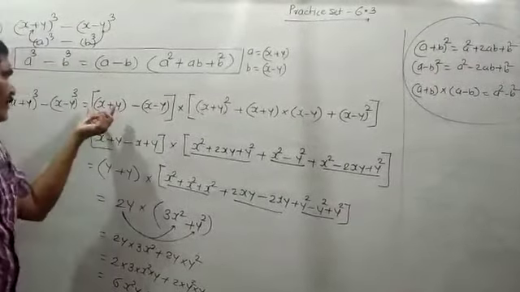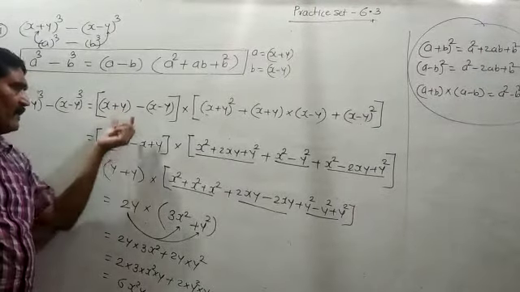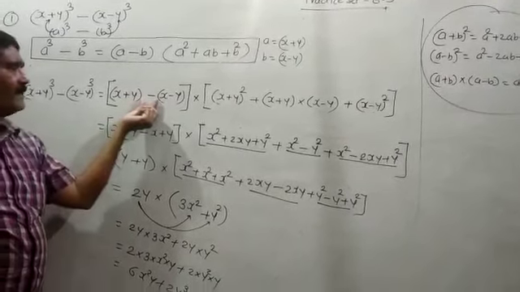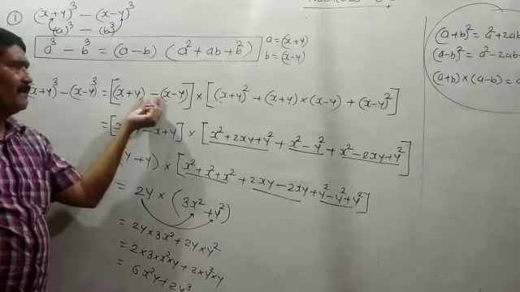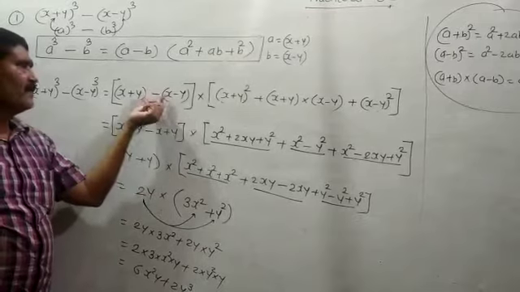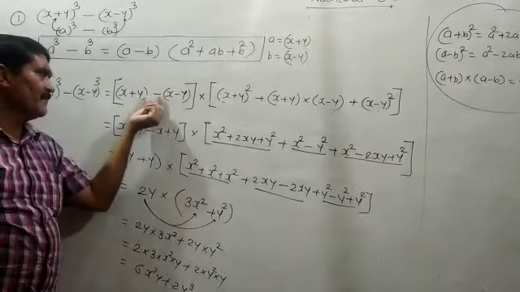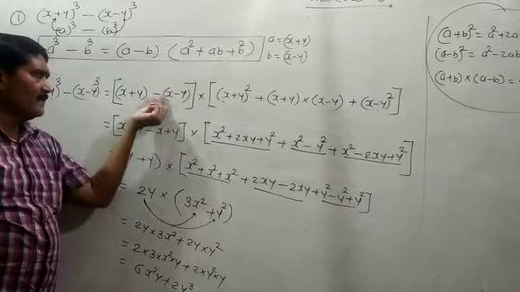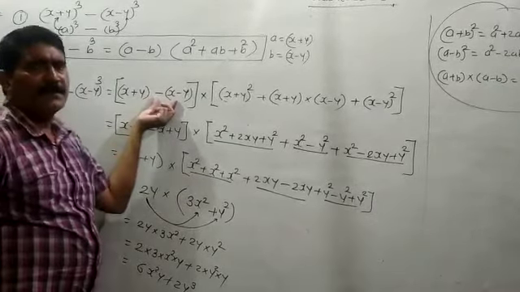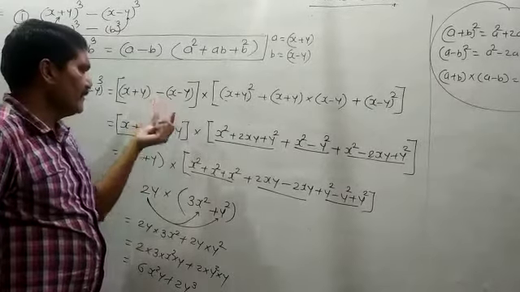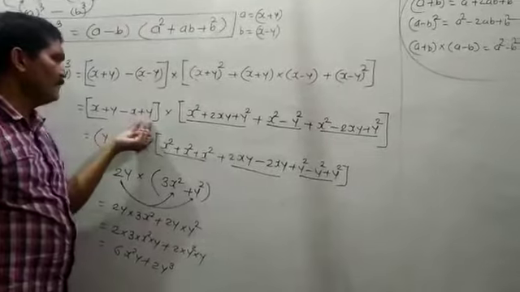So first of all, x plus y minus (x minus y). X plus y as it is you have to write. When there is a minus sign outside the bracket, you have to change the sign of whatever elements are inside. This plus x becomes minus x, and this minus y becomes plus y.